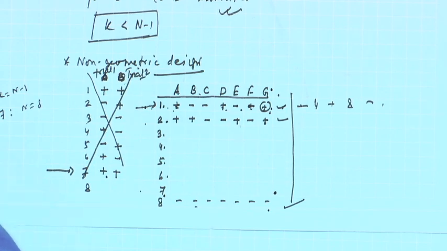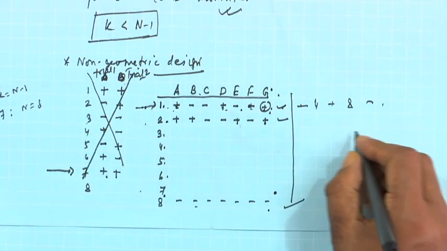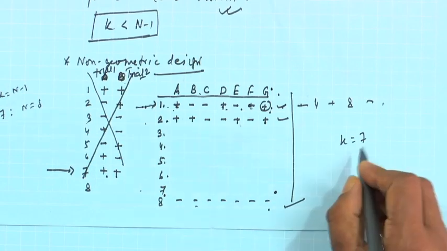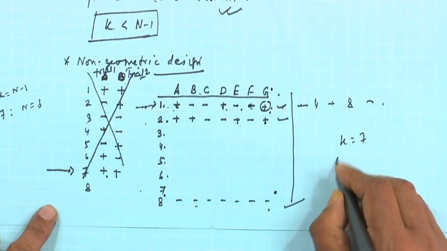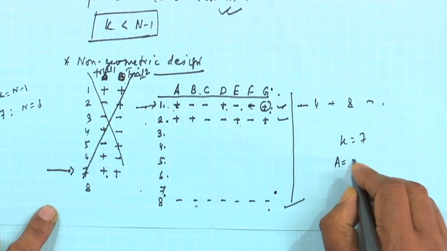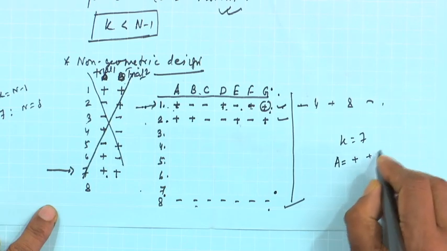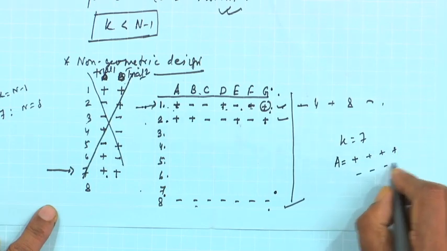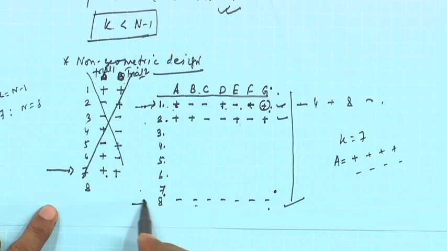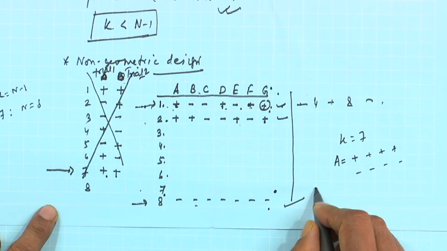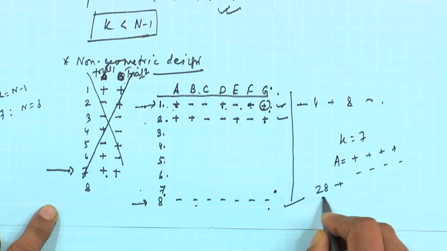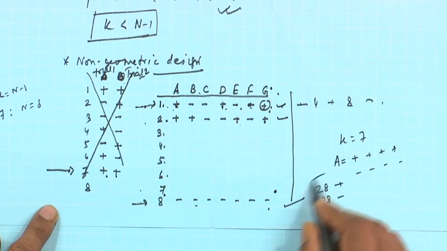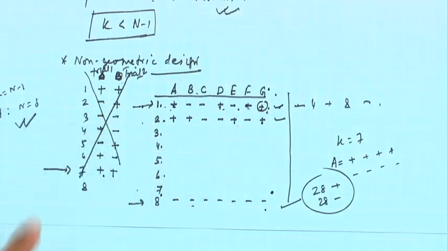So, what happened? This gives you 28 plus signs and 28 minus signs. Here we have k equal to 7, and for each factor there will be 4 plus and 4 minus if you do this. So, all together there will be 28 plus and 28 minus with reference to this example, k equal to 7.